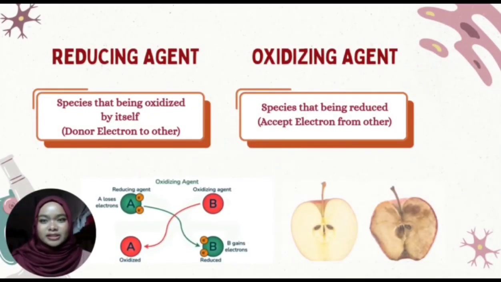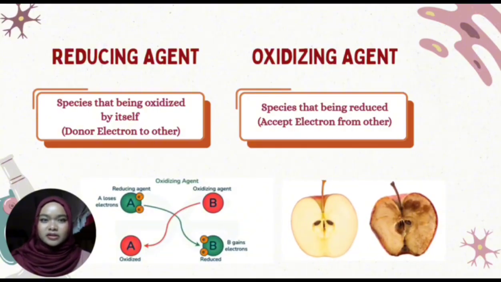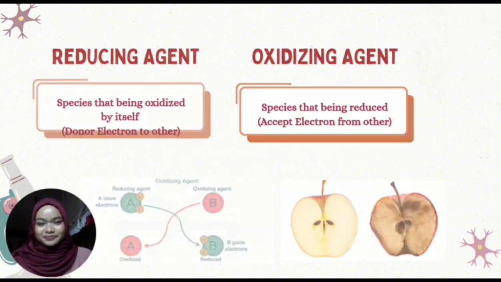This slide explains the difference between a reducing agent and an oxidizing agent in a redox reaction. A reducing agent is a substance that loses electrons because it donates electrons to another substance, so it oxidizes itself. While an oxidizing agent is a substance that gains electrons. Since it accepts electrons from others, it is reduced. In simple terms, reducing agents give electrons, while oxidizing agents accept electrons.